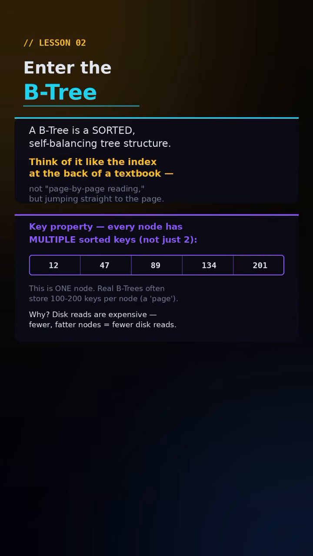The key property: every node holds multiple sorted keys, not just two. Real B-trees often store 100 to 200 keys per node, called a page. Why? Because disk reads are expensive. Fewer, fatter nodes mean fewer disk reads.